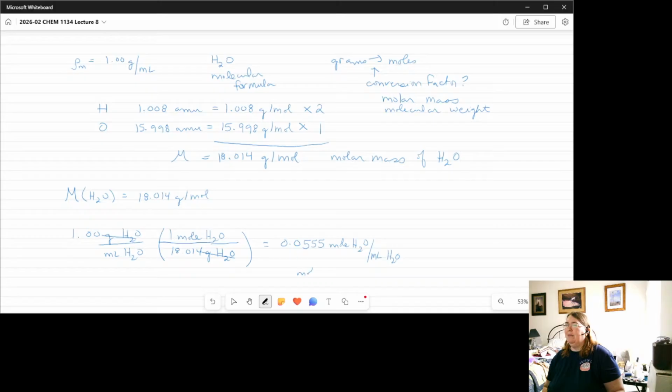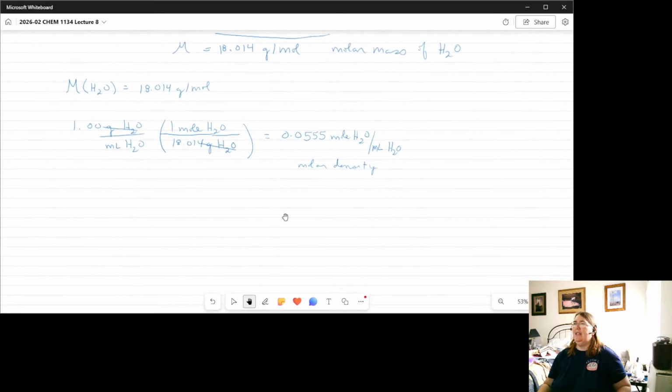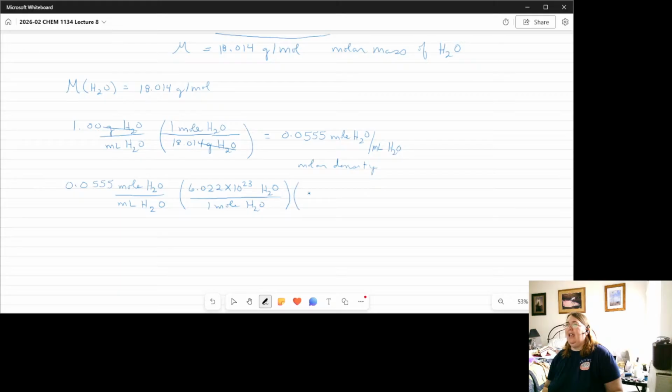This is molar density. Now, if I take my molar density, 0.0555 moles of water per milliliter of water, and I have 6.022 times 10 to the 23 waters in 1 mole of water, and I have in 1 milliliter of water 1 cubic centimeter of water.